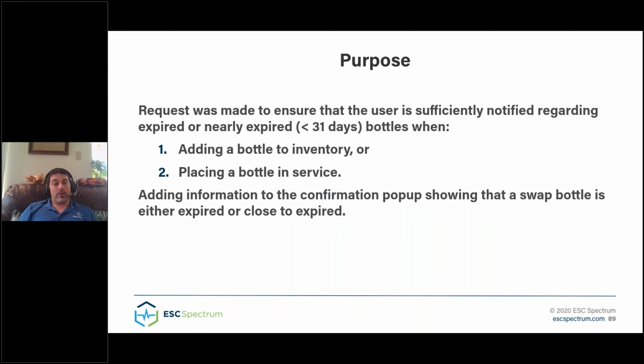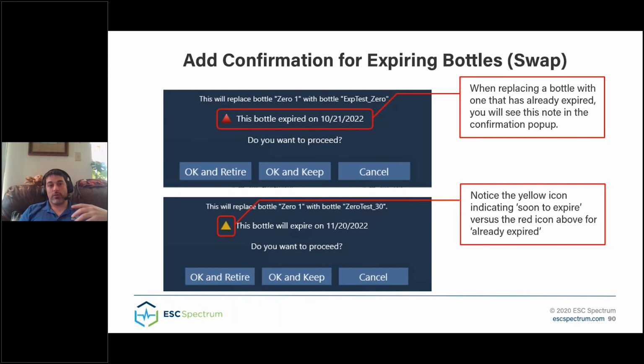All right, and along the same lines, there was a request made to ensure that users are sufficiently notified regarding expired or nearly expired bottles when you're adding a bottle to inventory or putting a bottle in service. And so what you'll see is, if something is expired, this is for the bottle swap, it'll say, hey, this bottle expired on such and such date. Do you want to keep going or do you want to retire? And the same with the warning.